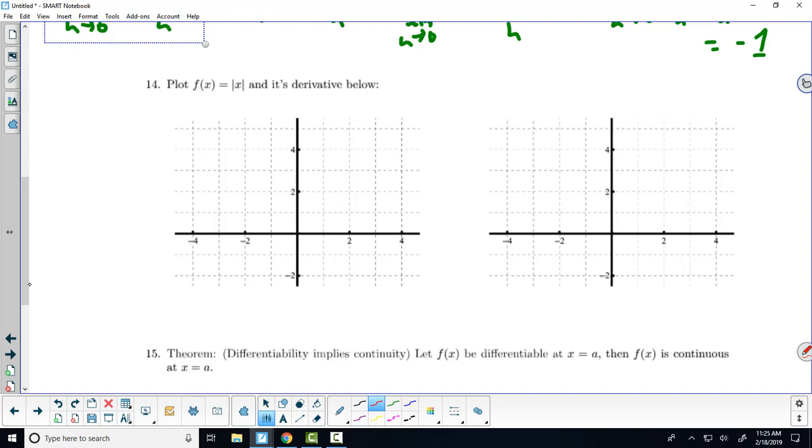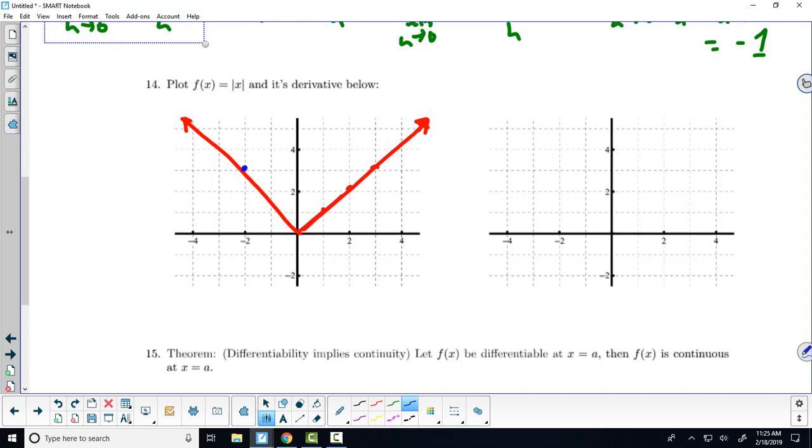So I know I'm going over by a few minutes, folks, but this is oh so important. What does the graph of the absolute value function look like? For positive values, it's just the identity. And for negative values, it's the opposite of the identity. What should the derivative do? The derivative should tell us the slope of the tangent line at any point along here, right?